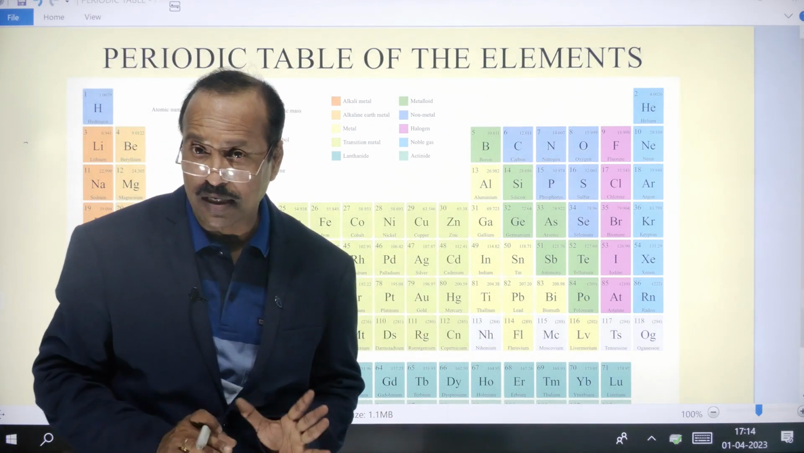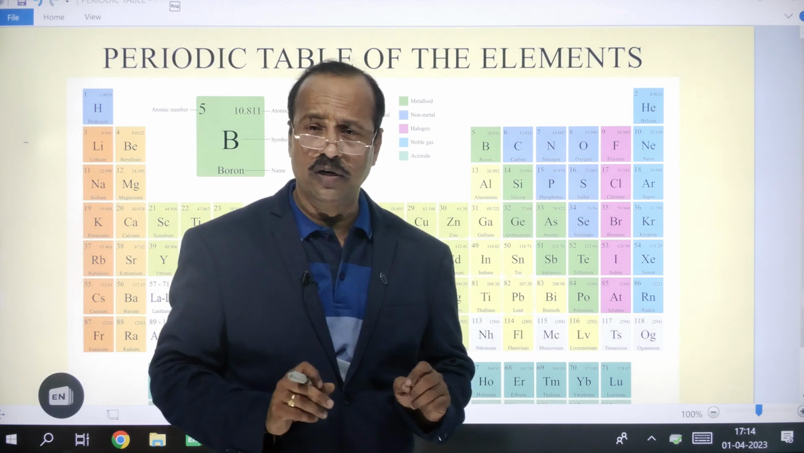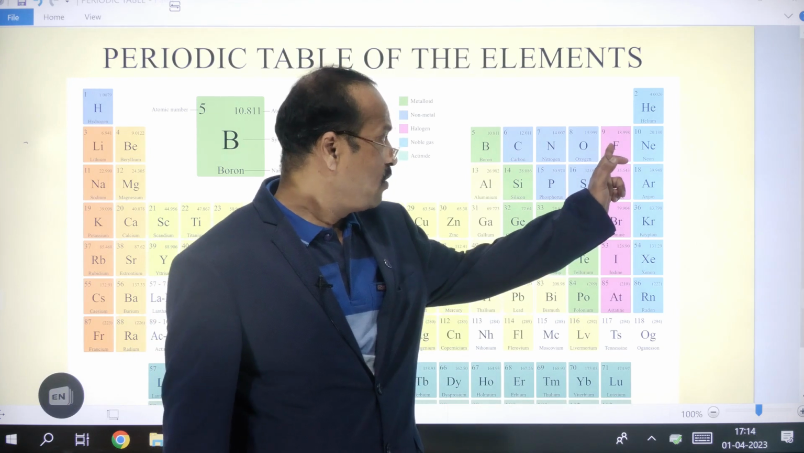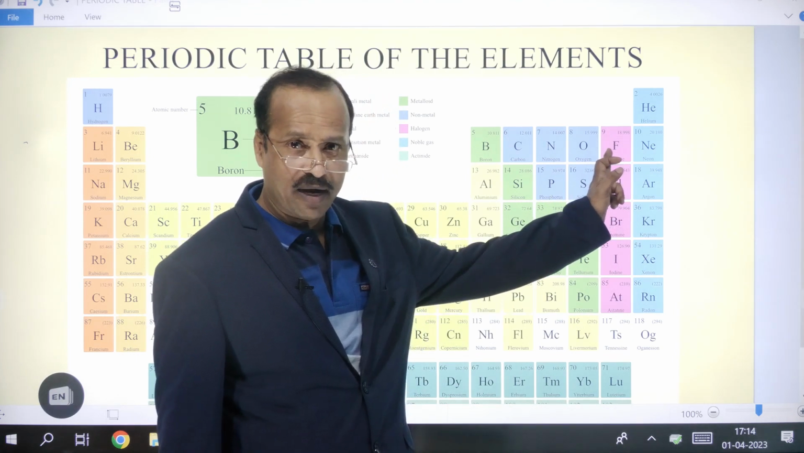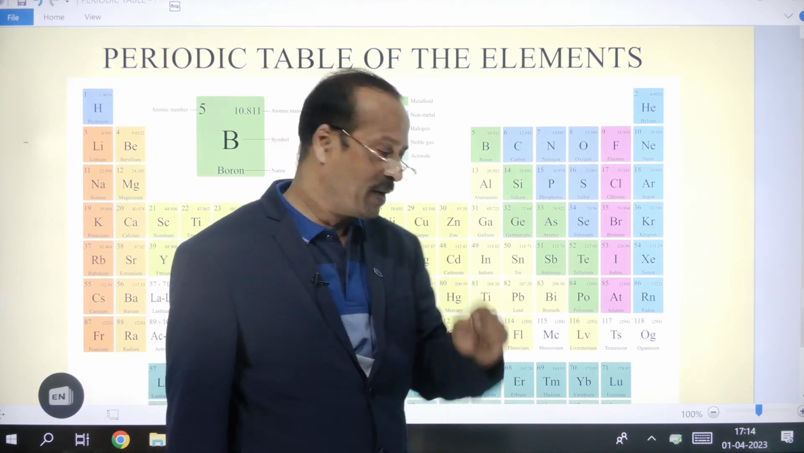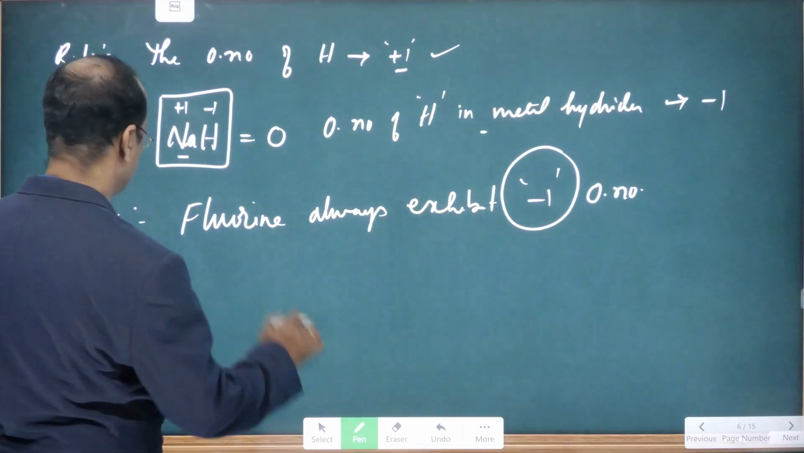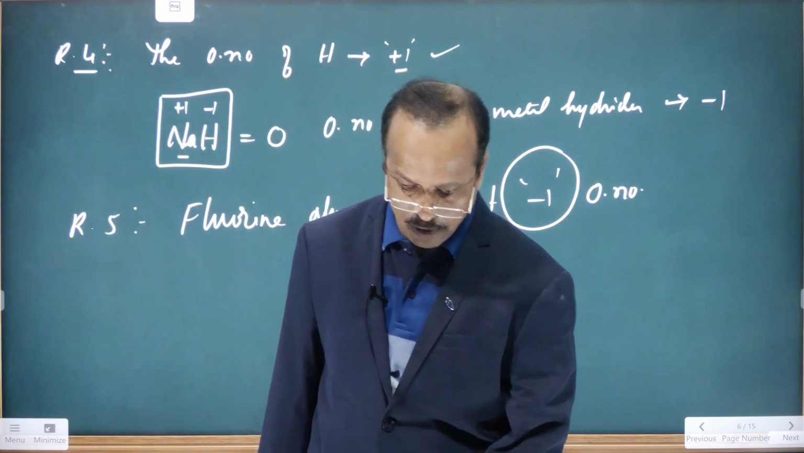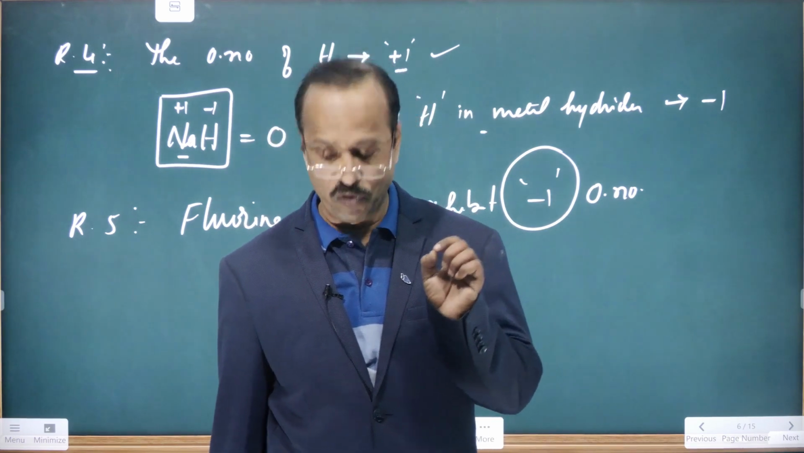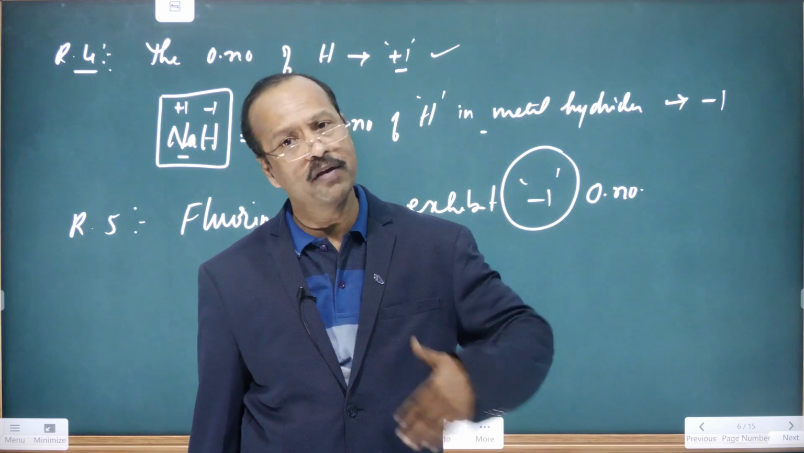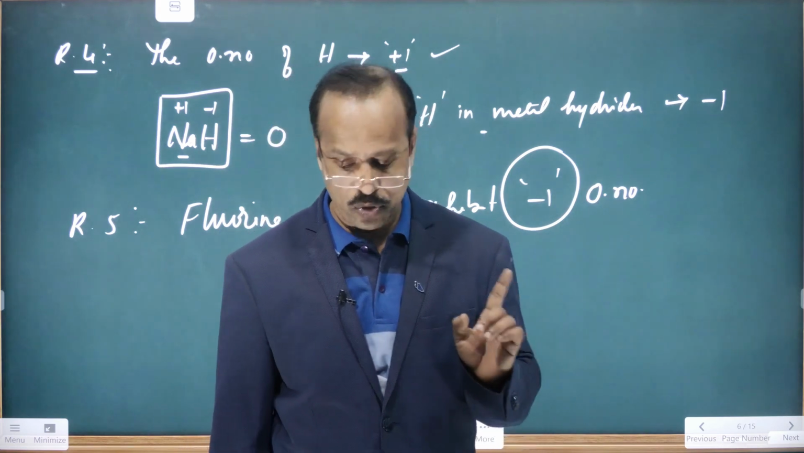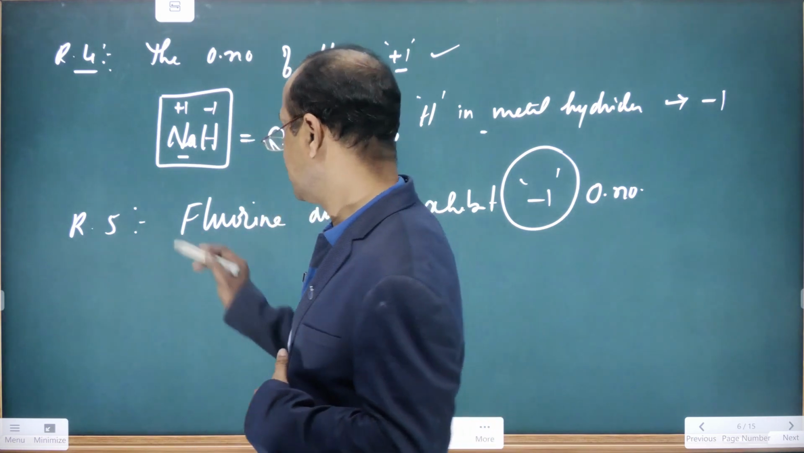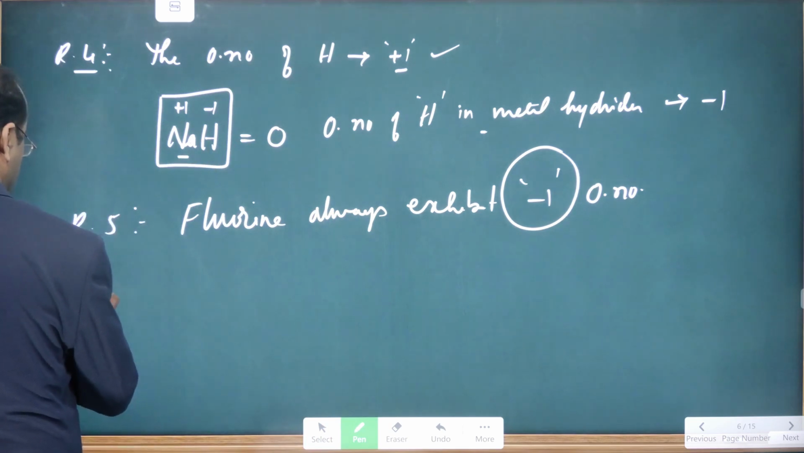The most electronegative element in the periodic table is fluorine. So that's why fluorine always exhibits the -1 oxidation state. Whatever the element it combines with, fluorine's oxidation number is -1. So you can see the fifth rule: the universal oxidation number of fluorine in all its compounds, with whatever elements it combines, is -1. Clear? Okay, this is rule 5. Now come to rule 6.